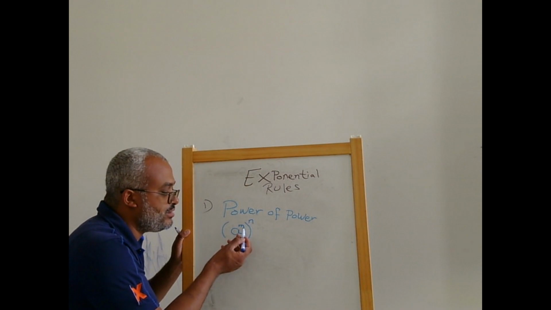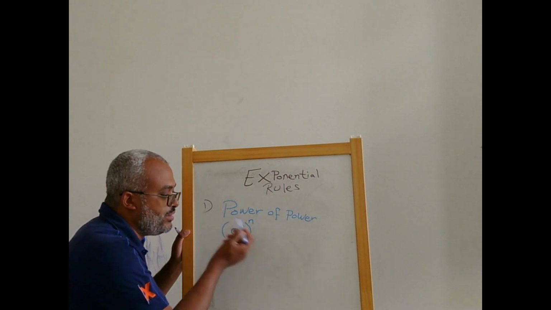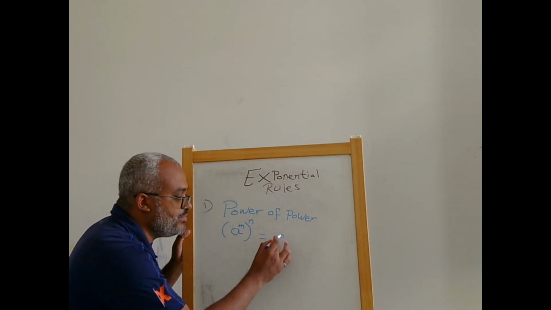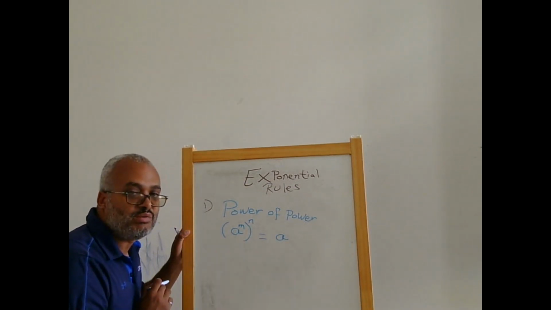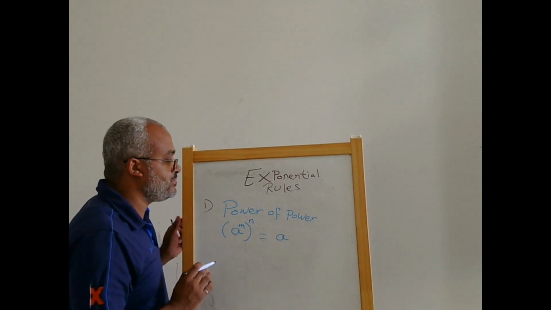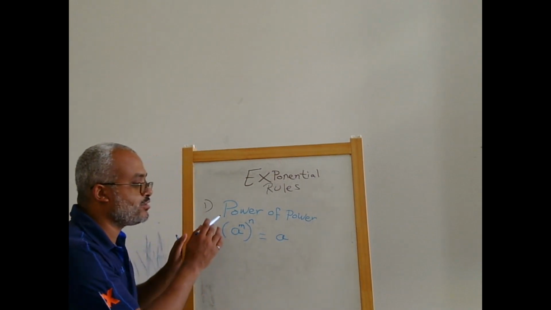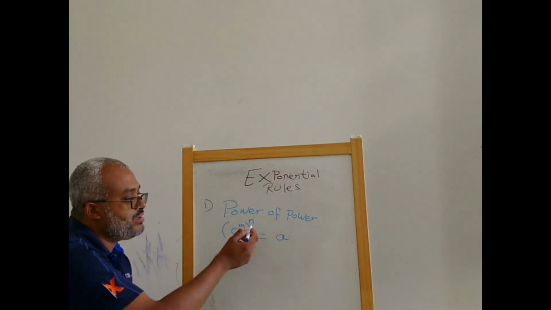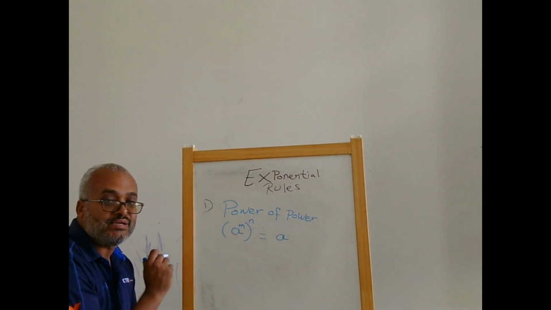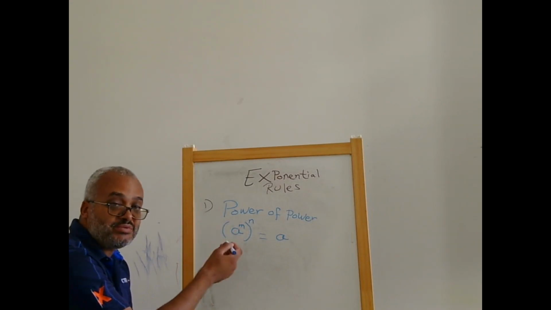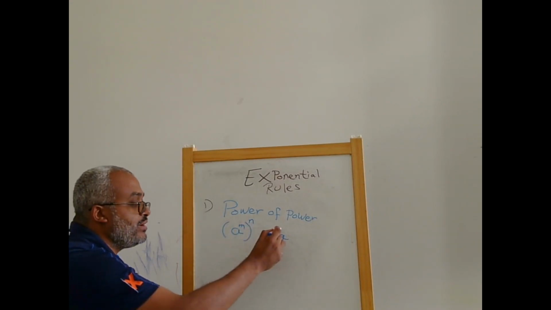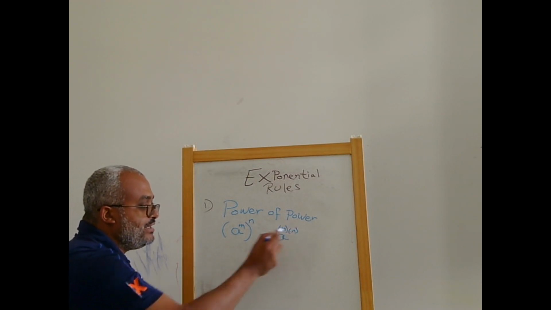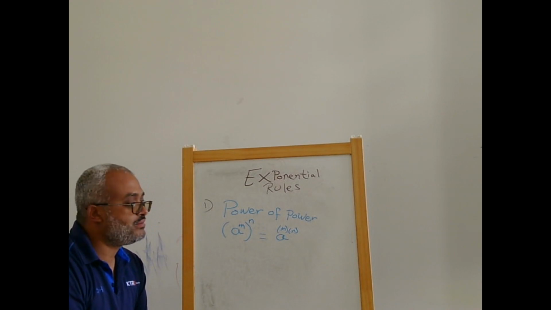Okay, so I have a power, and then I have another power. So when I have a power of a power, what should I do? Again, I'll keep the base. So remember, product is multiplication, quotient is subtraction. Power of a power, you multiply them. So it will be m times n. That's right. So m times n.